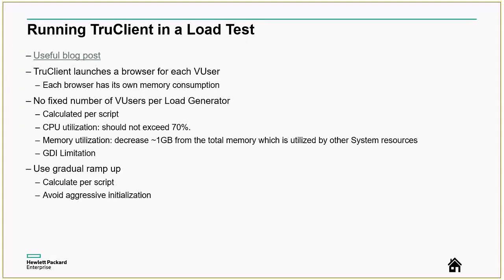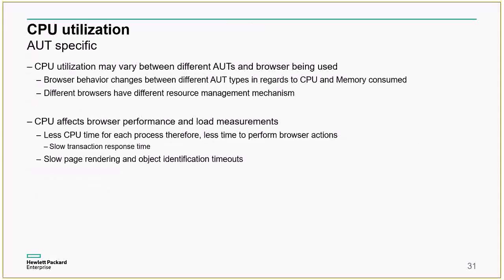And the memory utilization, in general, you need to decrease 1 GB from total memory, which is utilized by system resources. You also get a GDI limitation, and it is suggested to use gradual ramp up, calculate per script, and avoid aggressive initialization. CPU utilization is AUT specific. It may vary between different AUTs and the browser being used.